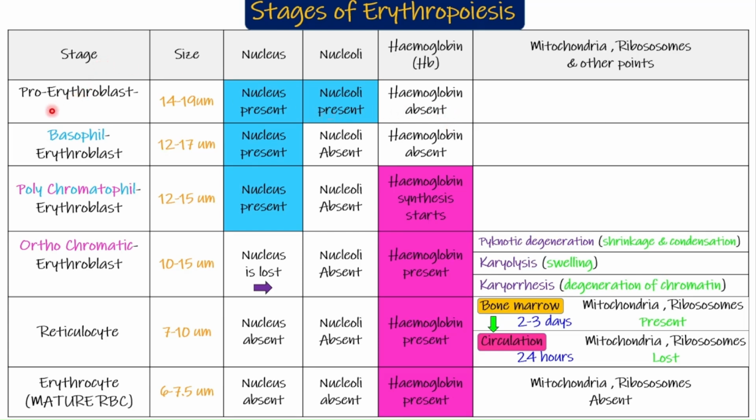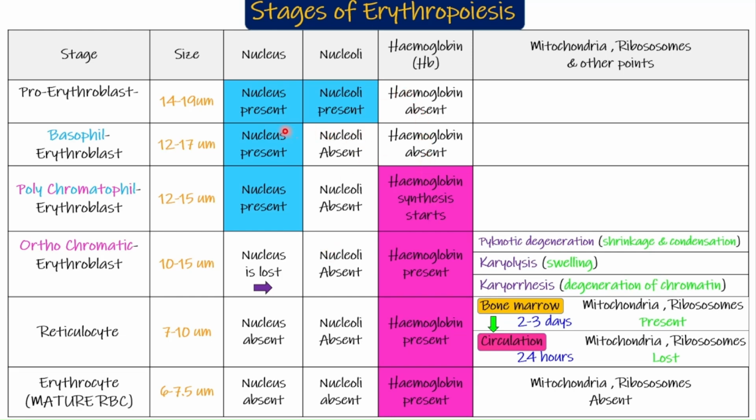So this is proerythroblast. Okay, nucleus is present, nucleoli is present, hemoglobin is absent, and mitochondria and RBCs are also present. Then we have basophil erythroblasts. In this stage, nucleus is present, but the nucleoli is absent. Now, the story is moving towards the disappearance of nucleus and the appearance of hemoglobin.